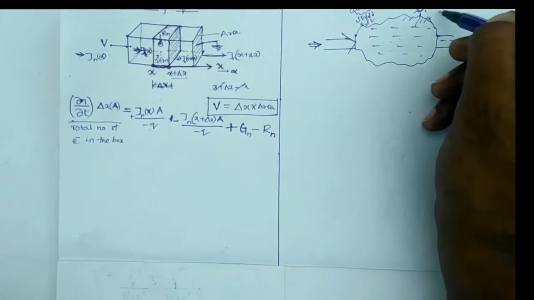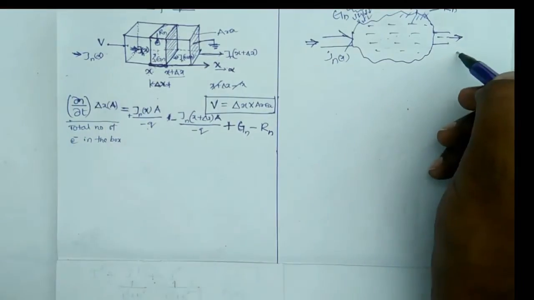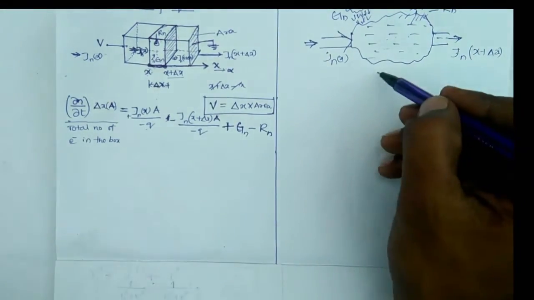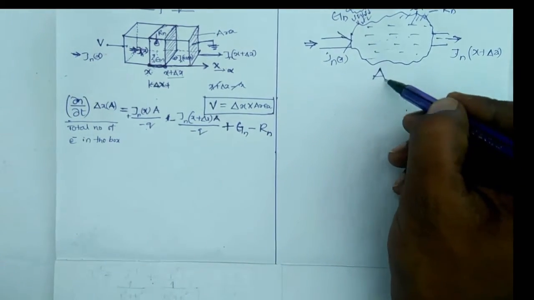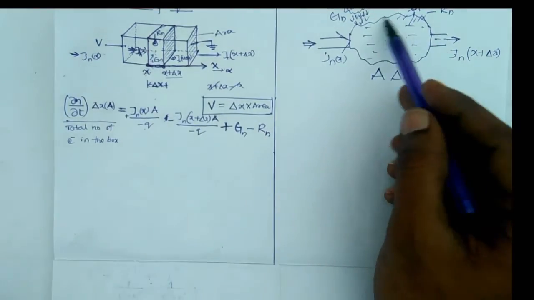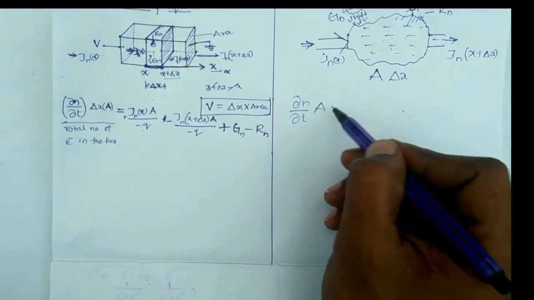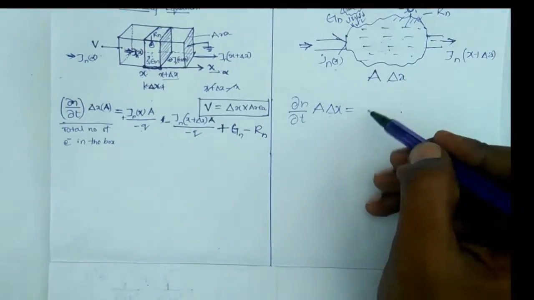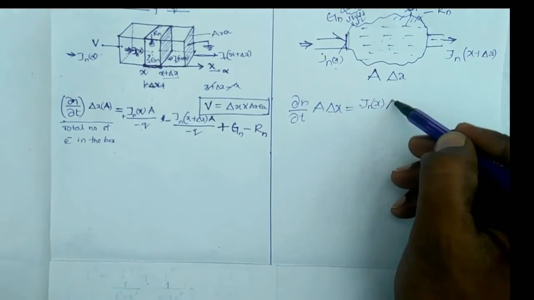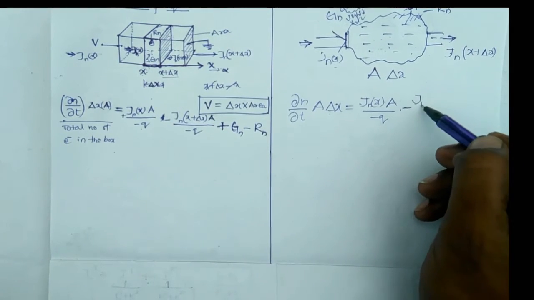So we take the entering current density as positive and the leaving current density as negative, Jn of x plus delta x into surface area, by minus q charge, because an electron has a negative charge. Some electrons are generating, so we take that as positive. Some electrons recombine, so we take that as negative.